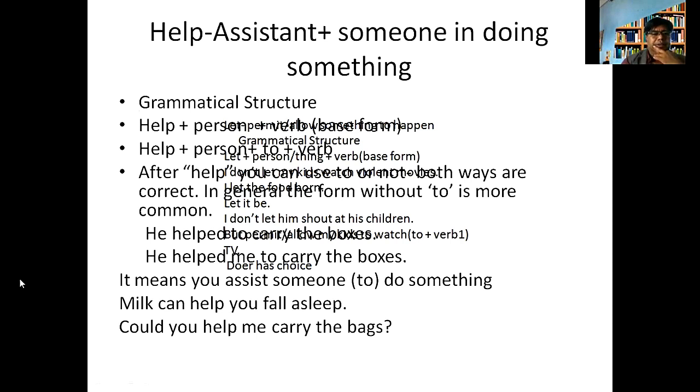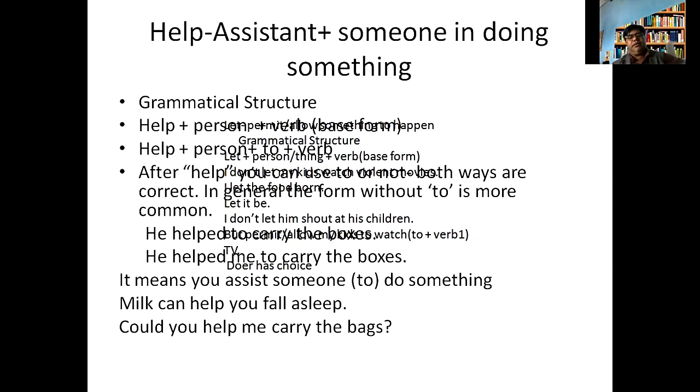Then another: help means the help plus person plus verb one. It means that he helped me to carry the boxes. It means you assist someone. Helping someone means assisting someone to do something.